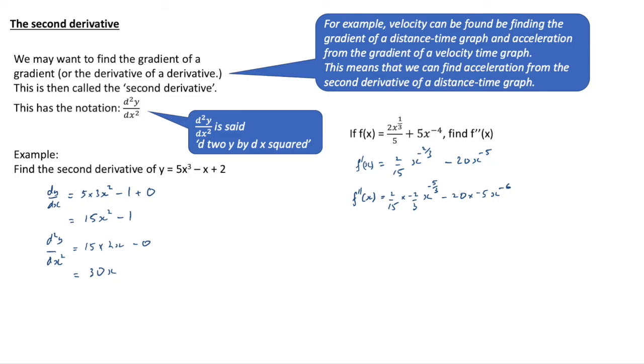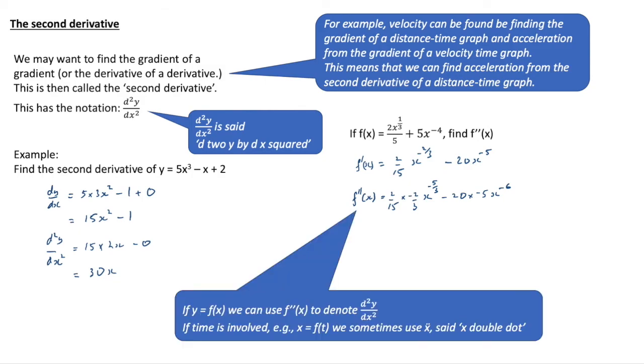For the second term, we have take away 20 already. We bring the minus 5 down from the power, and we subtract 1 from minus 5, which gives us minus 6. Just a note, if y is f of x, we can use f double dashed of x to denote d2y by dx squared. If time is involved, it was mentioned earlier that dy by dx can be called x dot. Well, for the second derivative, we sometimes use x double dot.